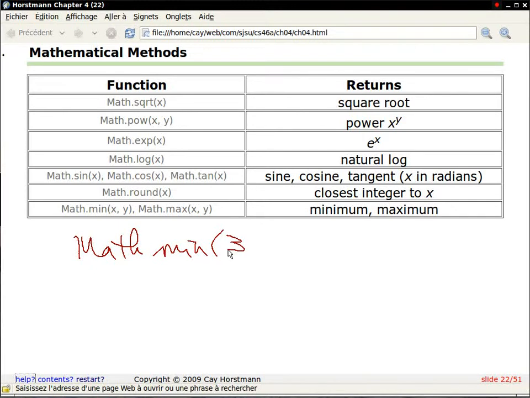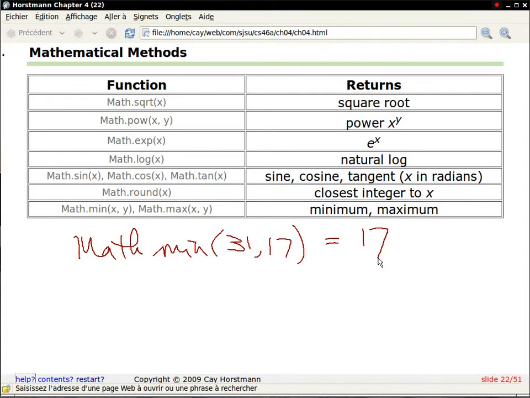Math.min of 31 and 17, for example, what is it? Yeah, this is not rocket science. This is not even a trick question. No, that's a good one. It's 17, right? It's the smaller of the two.